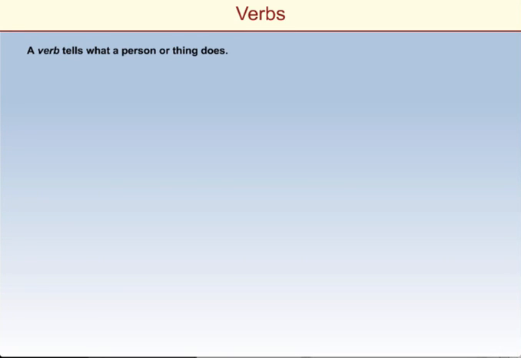A verb tells what a person or thing does. Let's look at some examples of verbs. Mary walks to school. Mary runs to school. Mary rides her bicycle to school.